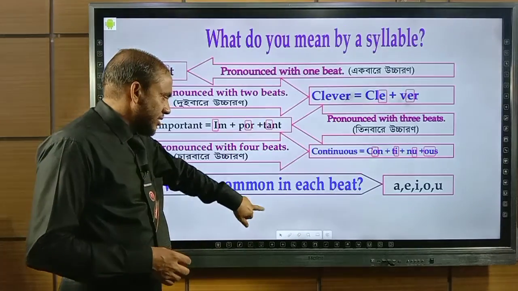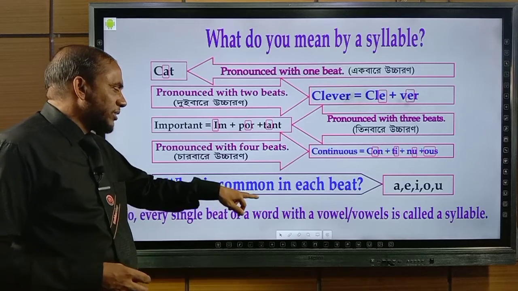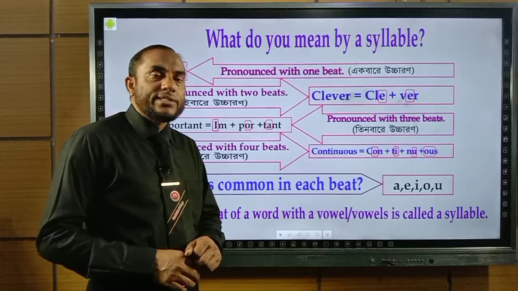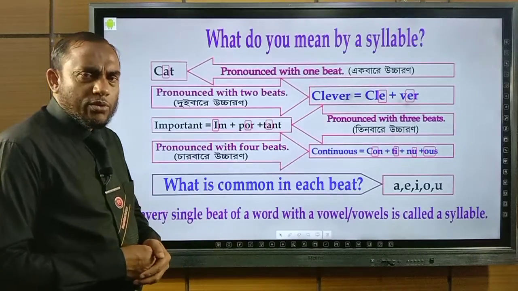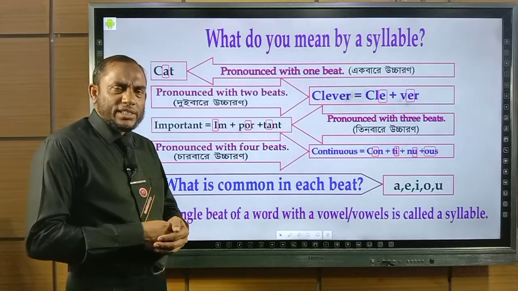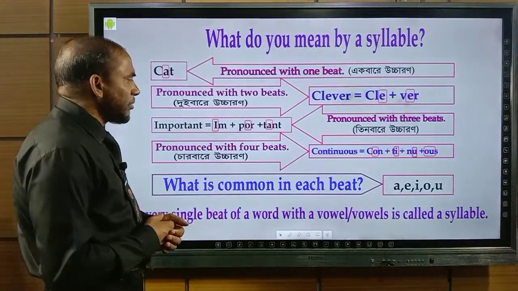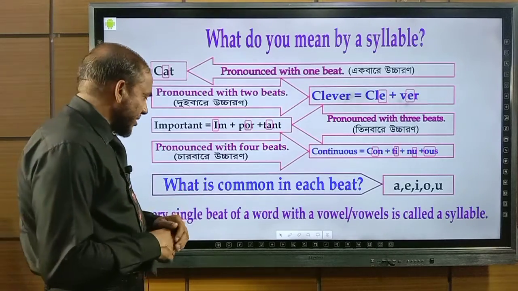What are these? Dear students, so every single beat of a word with a vowel or vowels is called a syllable. What is the definition of syllable? We have already achieved this definition. I mean, learning outcome number 1 is fully completed here.